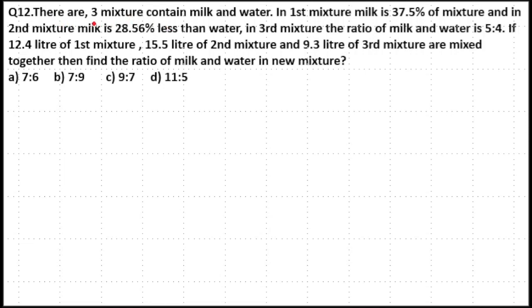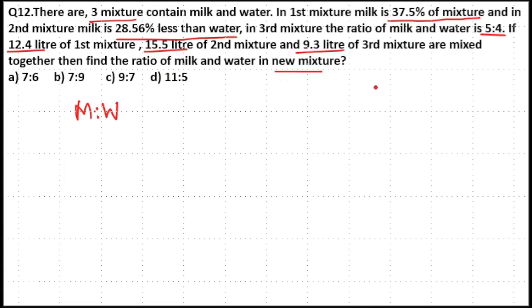There are 3 mixtures containing milk and water. In first mixture, milk is 37.5% of mixture, and in second mixture, milk is 28.56% less than water. In third mixture, ratio of milk and water is 5:4. If 12.4 liter of first mixture, 15.5 liter of second mixture, 9.3 liter of third mixture are mixed together, then find the ratio of milk and water in new mixture. So we have milk and water ratio here.